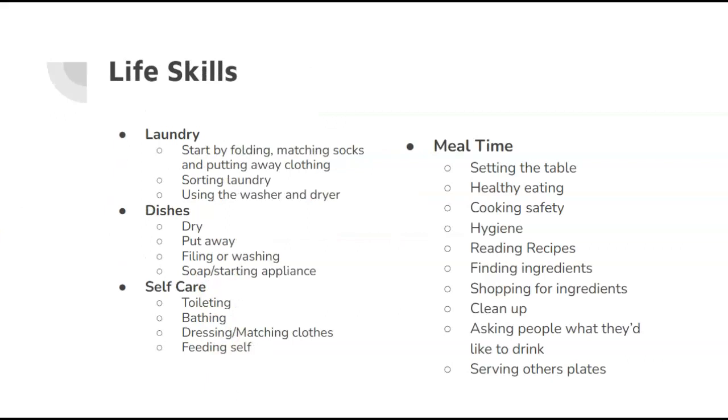So physical life skills in the home, we're looking at laundry. Students can start by folding, matching socks, putting away their clothing, sorting laundry. You can talk about colors when sorting laundry, using the washer and dryer. Dishes: dry, put away, filling or washing the dishes. Starting and stopping the appliance.